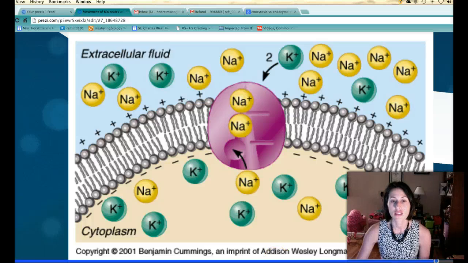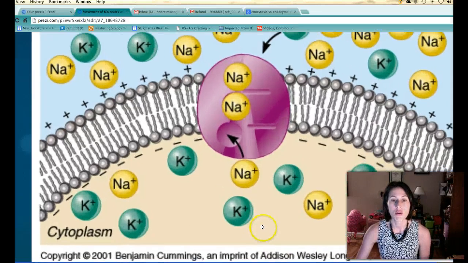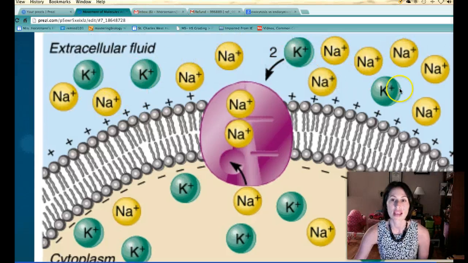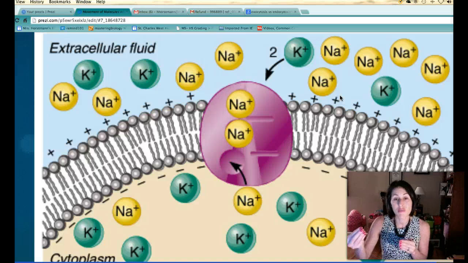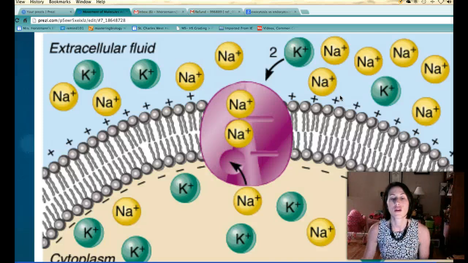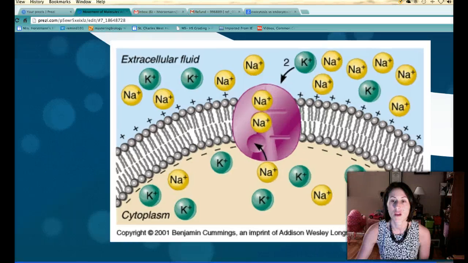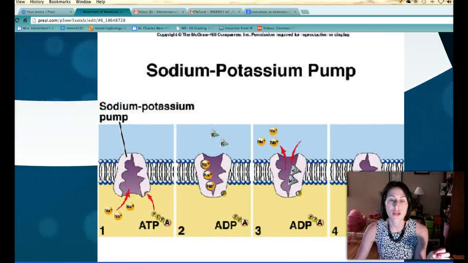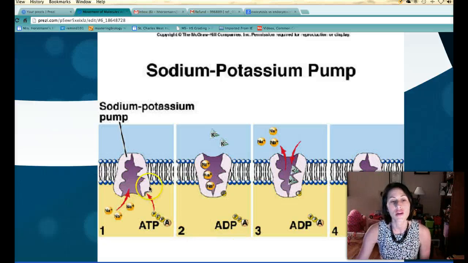Now if you look, there's more potassium, more of the K's, on the inside of the cell, and more of the sodiums, the Na's, on the outside of the cell. But we're going to actually be moving those against the concentration gradient. So even though there's lots of sodium on the outside of the cell, we want to push more sodium out there. That's what our cells do, and let me show you another diagram. This one I like because it shows you step by step, and it also shows you that it's using energy. If you look here, here's our protein, here's our membrane, outside, inside.